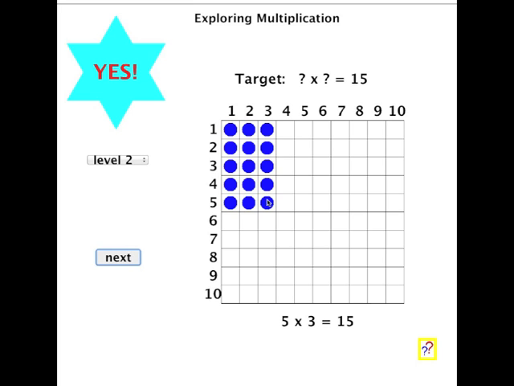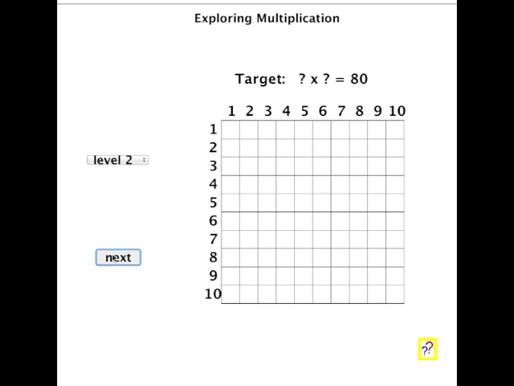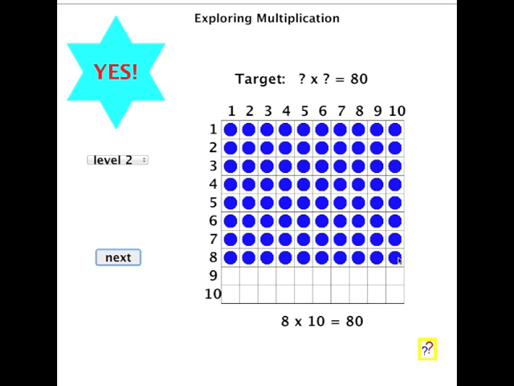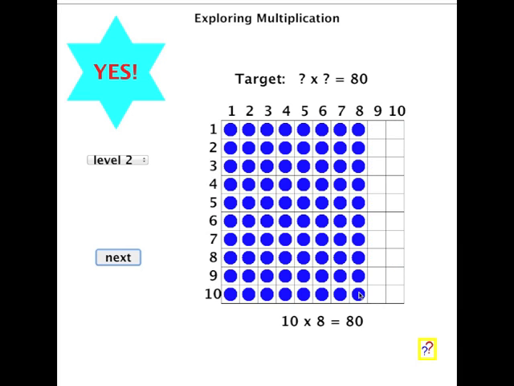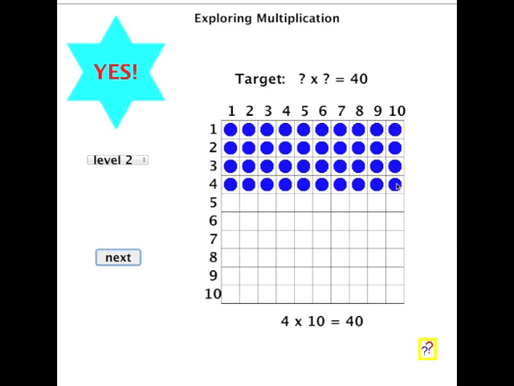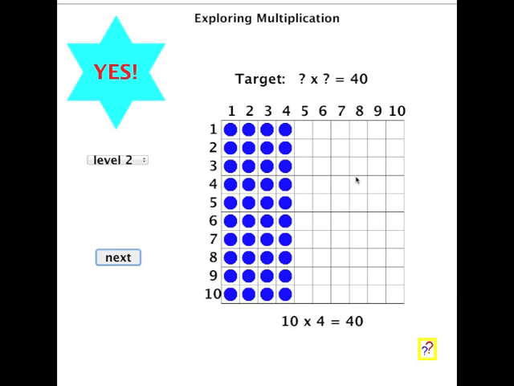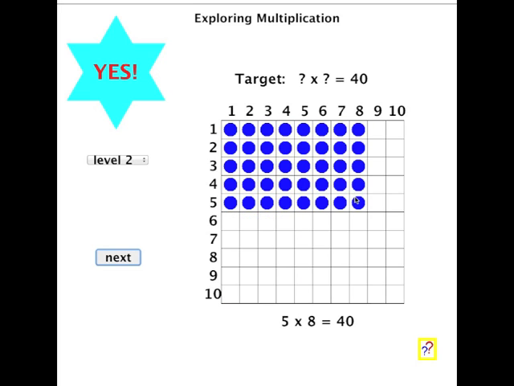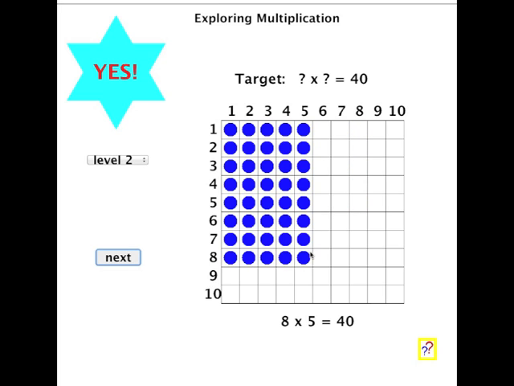15, 80, 40, and I have several choices here. I could choose 4 lots of 10, 10 lots of 4, 5 lots of 8, or 8 lots of 5.